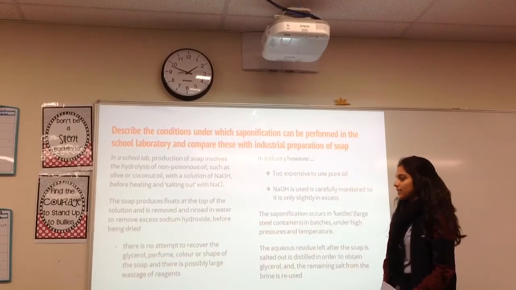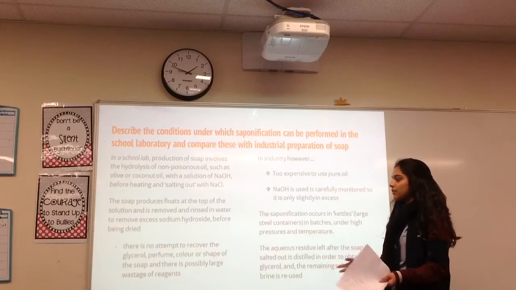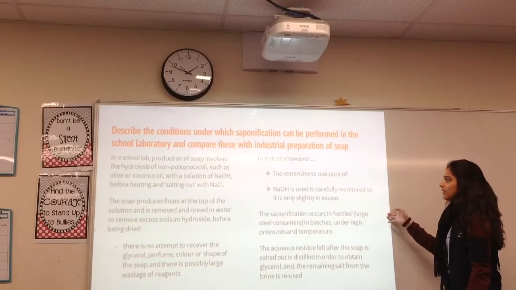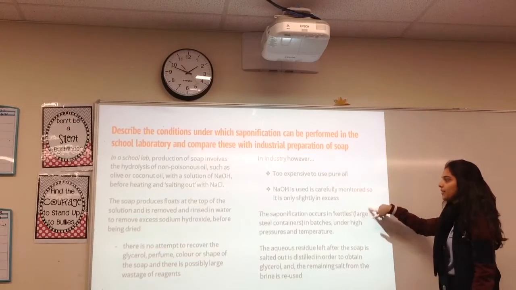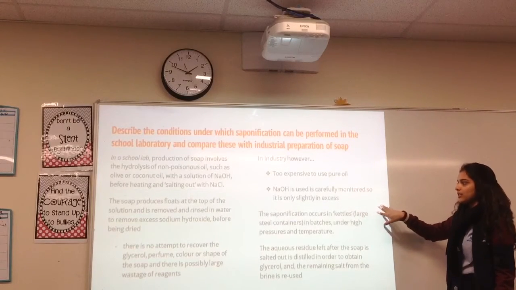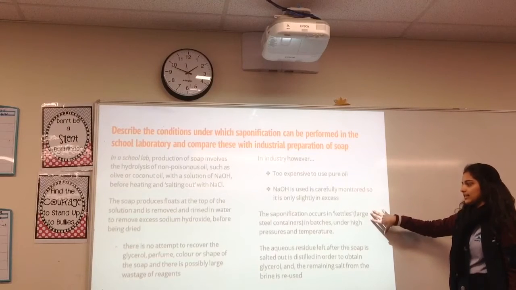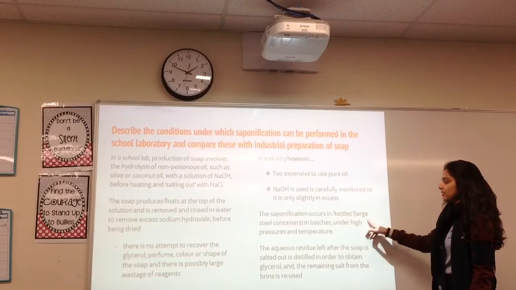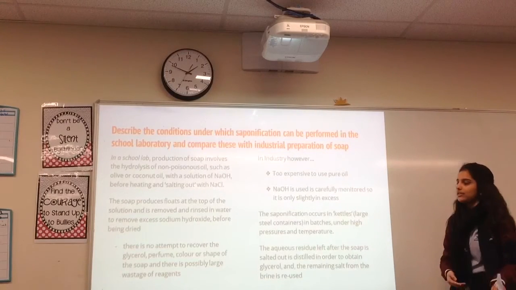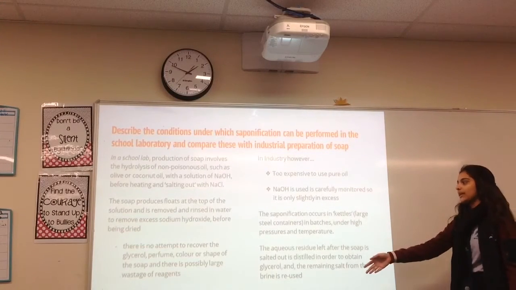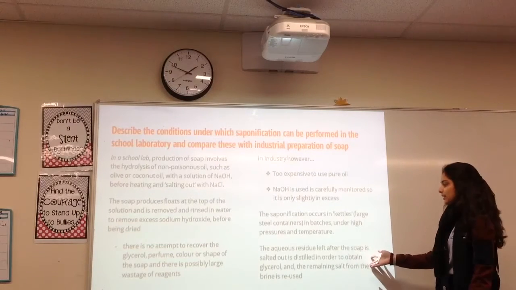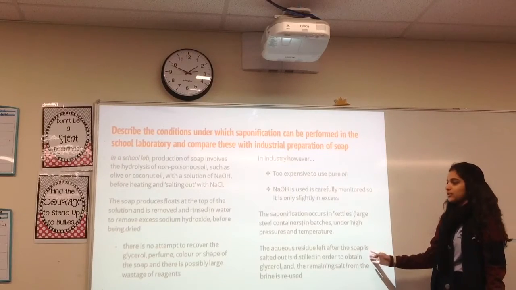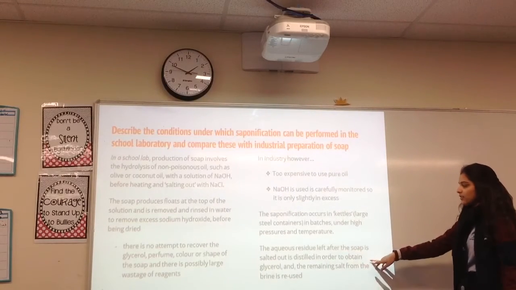There is no attempt to recover the glycerol, perfume, color, or shape of the soap, and there is possibly a large wastage of reagents. But in industry, it's too expensive to use pure oil, and sodium hydroxide is carefully monitored and only slightly in excess because it is expensive. The saponification occurs in kettles, so large steel containers, in batches under high pressures and temperatures, which can't be done in a school lab. The aqueous residue left after the soap is salted out is distilled in order to obtain glycerol, which differs from the school lab, and the remaining salt from the brine is reused.